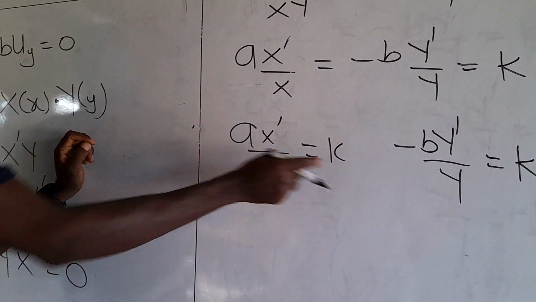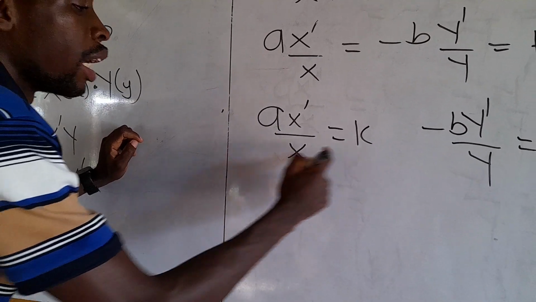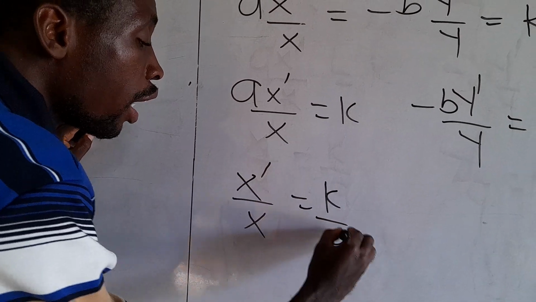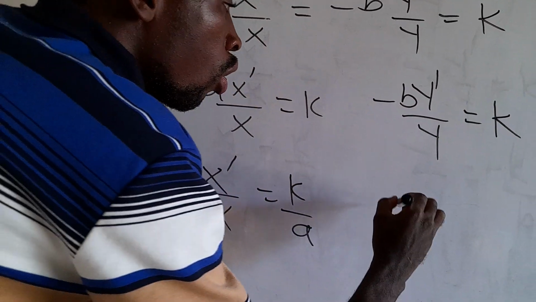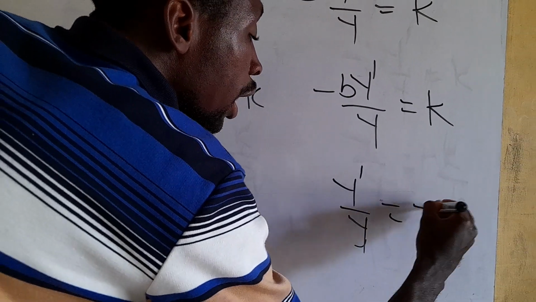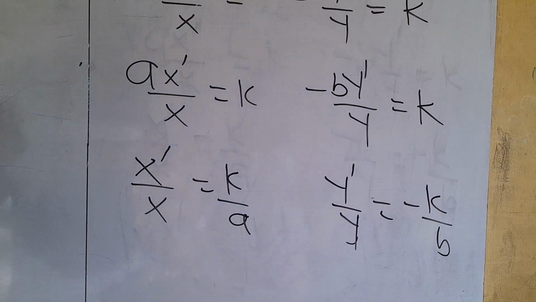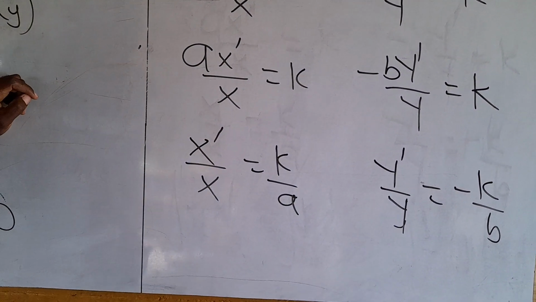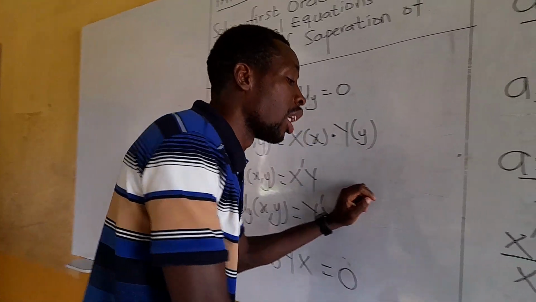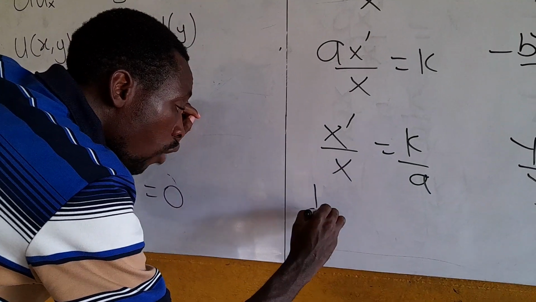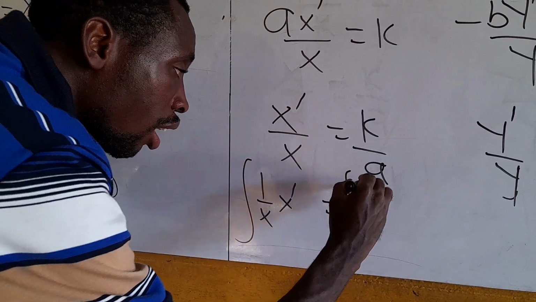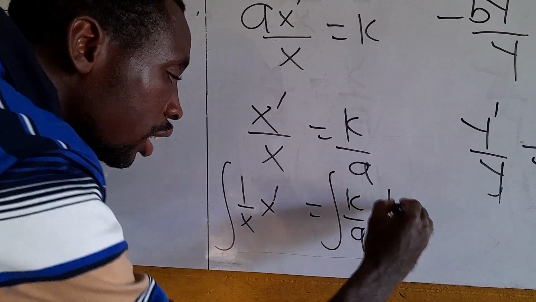Then you divide both sides by the constant. So here by a, you have X prime over X equal to k over a. Then this one too, we have Y prime over Y equal to negative k over b, when I divide both sides by negative b. Then this becomes an ordinary differential equation which you can easily integrate both sides. So you can write this as the integral of 1 over X times X prime equal to the integral of k over a dx.